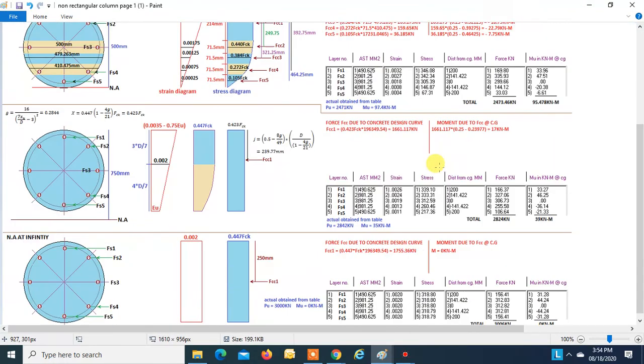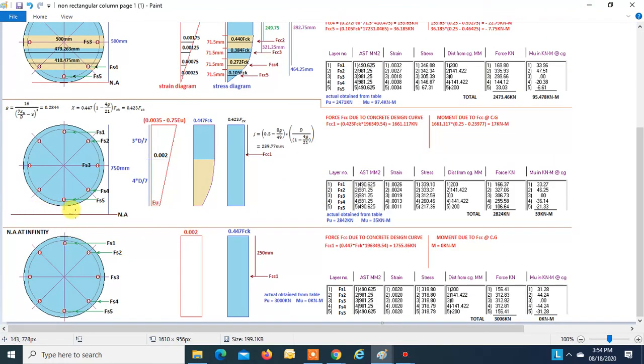Now coming to the third case, when the neutral axis is out of the column section, we are taking the neutral axis at 750 mm. Then this will be our strain diagram now. This strain will now vary between 0.0035 and 0.002, and this is our least strain. We know at a distance 3D by 7, the strain is 0.002, which remains constant, and this point acts as a fulcrum. So this is our strain diagram now.